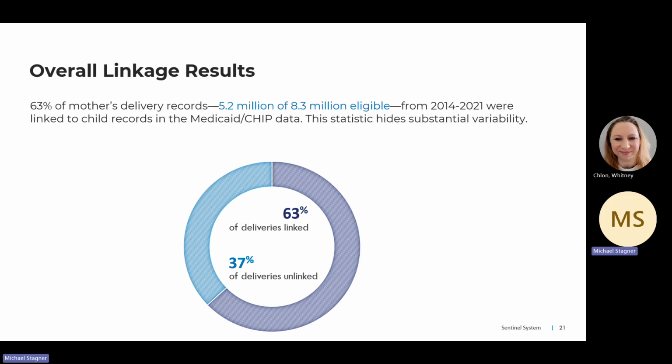When we run the code on the Medicaid and Children's Health Insurance Program TAF data, we're able to generate an overall linkage of 63% of the mother's delivery records. So about 5.2 million out of 8.3 million eligible deliveries as determined by the mother-infant identification package from 2014 to 2021.